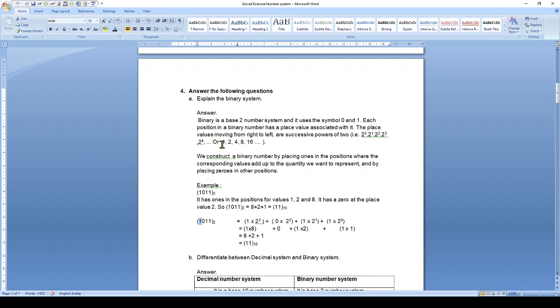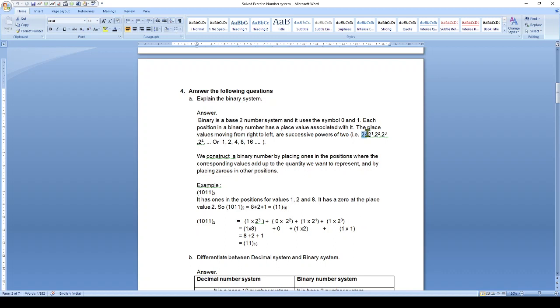And what are the values? 2 to the power 0 is 1. Anything to the power 0 is 1. Right? Next is 2 to the power 1, which is 2. 2 to the power 2 is 4. 2 to the power 3 is 8. 2 to the power 4 is 16. So the values are written respectively.